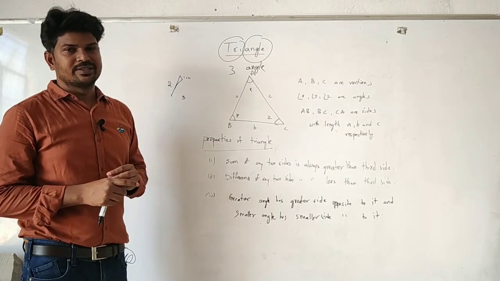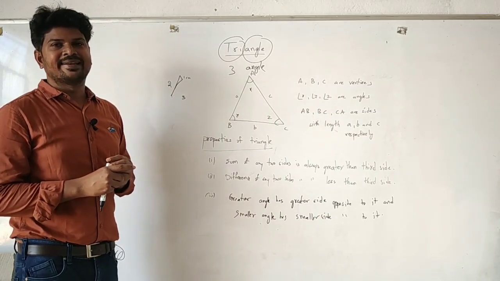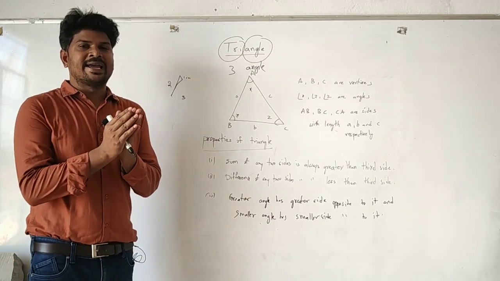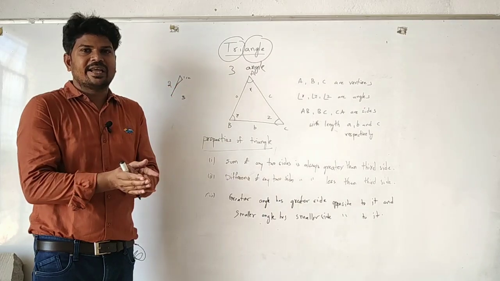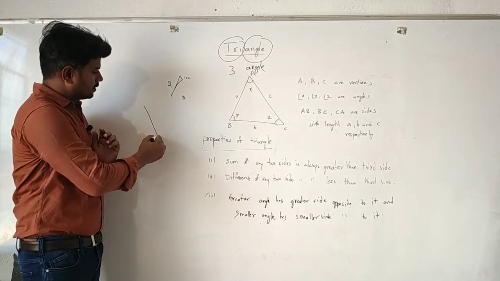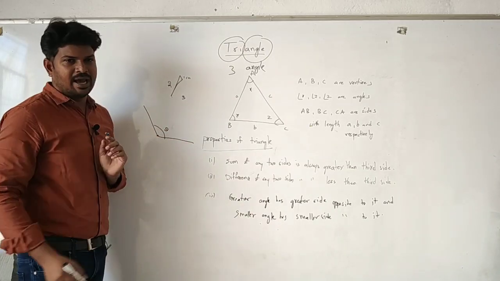Now, the third property is that a greater angle has a greater side opposite to it. Why? What is an angle? Angle means the space between any two lines meeting at a point. Just see here. These are 2 lines, they are meeting here. This concept is called an angle.